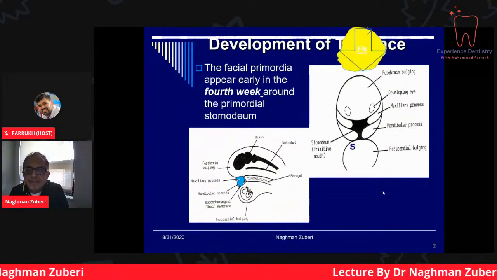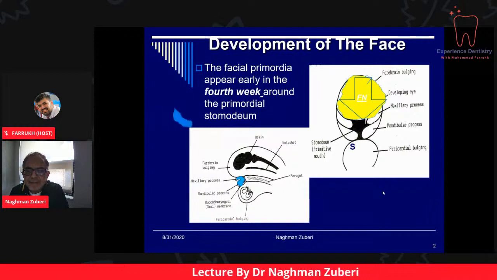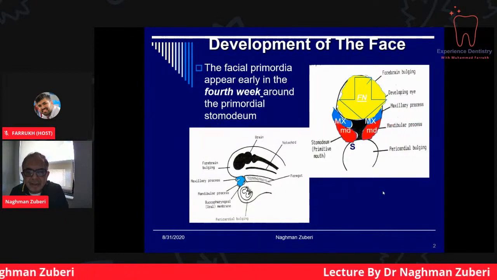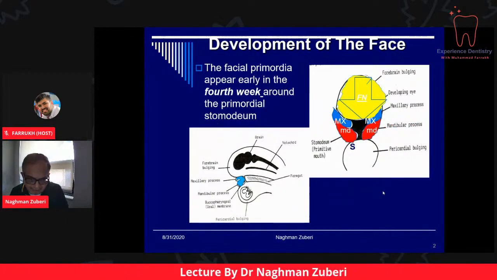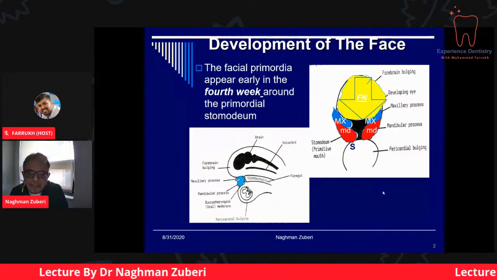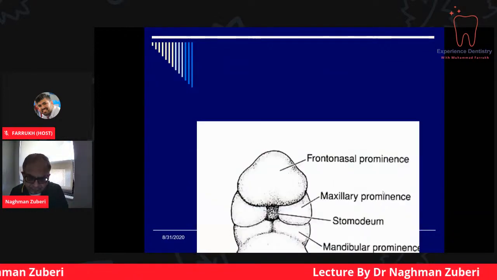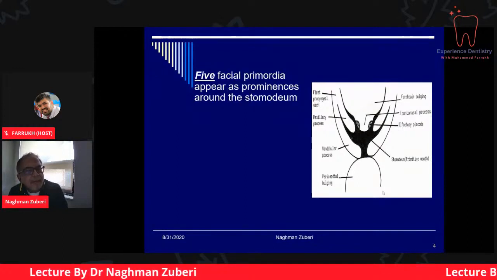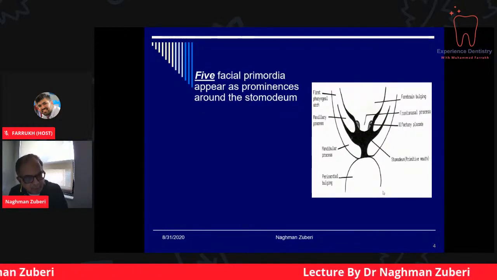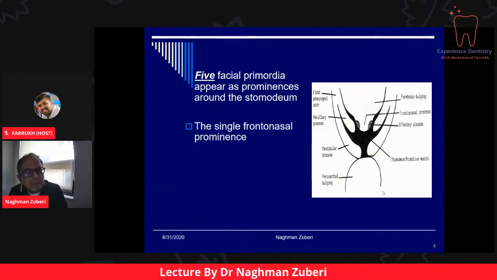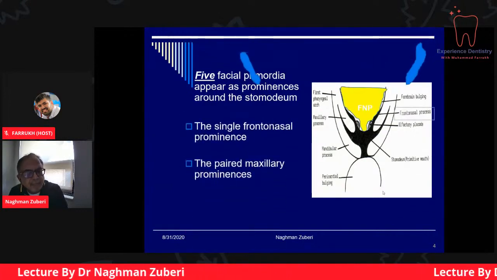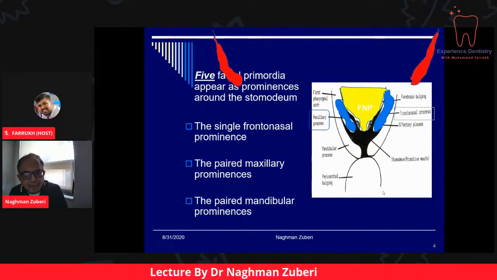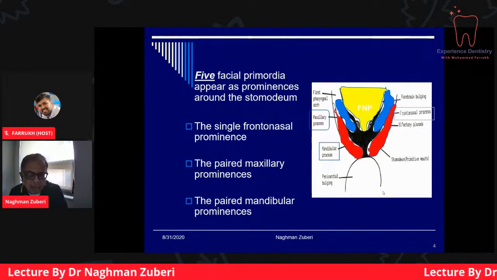So as I told you, there is a frontonasal prominence, then 2 paired maxillary prominences, and 2 paired mandibular prominences. They are on the pericardial bulging. I have already mentioned the 5 facial prominences around the stomodeum: the single frontonasal prominence, 2 paired maxillary prominences, and 2 paired mandibular prominences around the stomodeum.